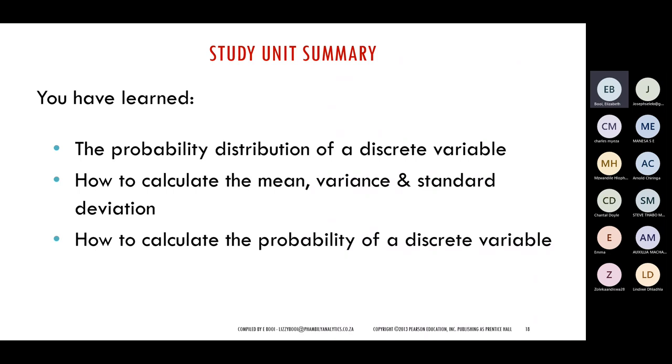And you can use that to calculate the expected mean, which is the sum of your X observations or your X outcome multiplied by its corresponding probabilities. To calculate the standard deviation or the variance, where the standard deviation is the square root of the variance, you will use the square root of the sum of your outcome minus the expected value squared multiplied by the corresponding probability.